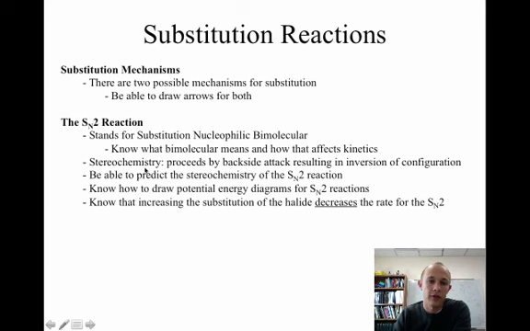Know that the stereochemistry proceeds by backside attack, which results in an inversion of configuration. Be able to predict the stereochemistry of any SN2 reaction. Know how to draw potential energy diagrams for an SN2 reaction. It's going to be a single step with one transition state, and know how to draw a picture of the transition state. Also know that increasing the substitution of the halide decreases the rate of the SN2 reaction, with methyl being the fastest, followed by primary, followed by secondary, which is much faster than tertiary. Tertiary pretty much does not undergo SN2 reaction.